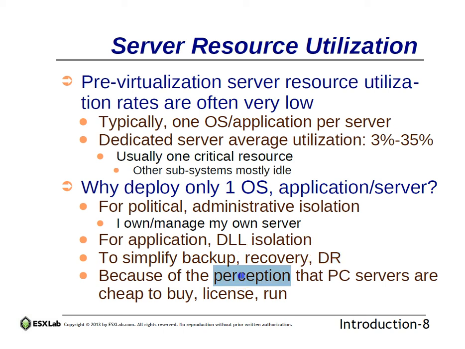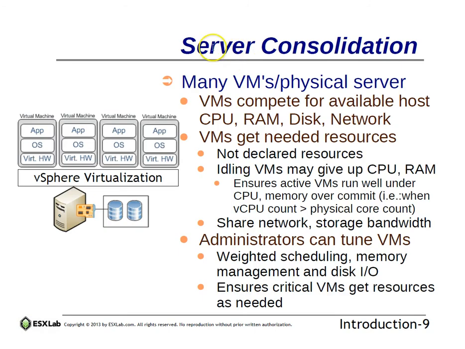Now there's also the perception that PC servers are cheap to buy, to license, to run, and so on. And that's true of a small number of PC servers, but as your PC server population grows, you'll be surprised at how much money you end up spending on your PC servers. The solution, of course, is server consolidation through virtualization. And the idea is to deploy a relatively small number of physical PC servers, connect them to competent shared storage resources, place VMware's vSphere virtualization software on the servers, and then run all my workloads as virtual machines.